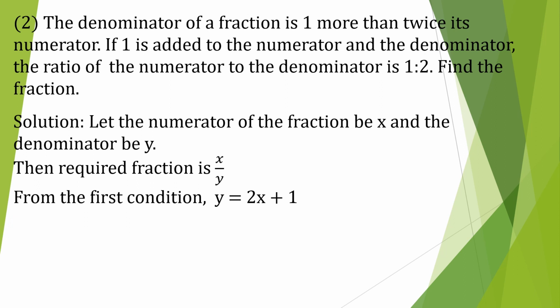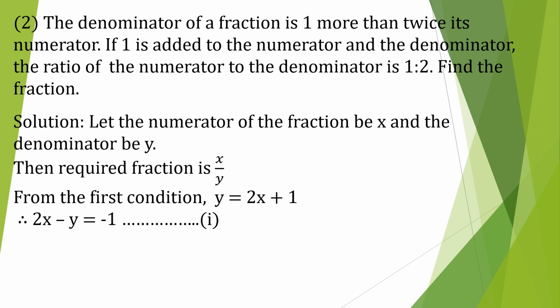Let's arrange it properly. Therefore, you will get 2x minus y equal to minus 1. If you bring minus 1 to the left hand side and the variable y to the right hand side, you will get this equation. Therefore, 2x minus y equal to minus 1 is your first equation.